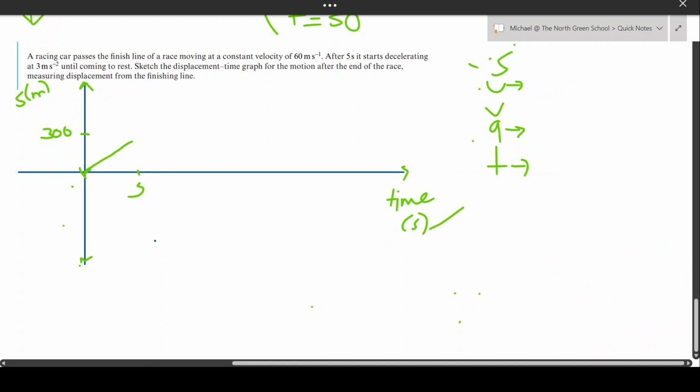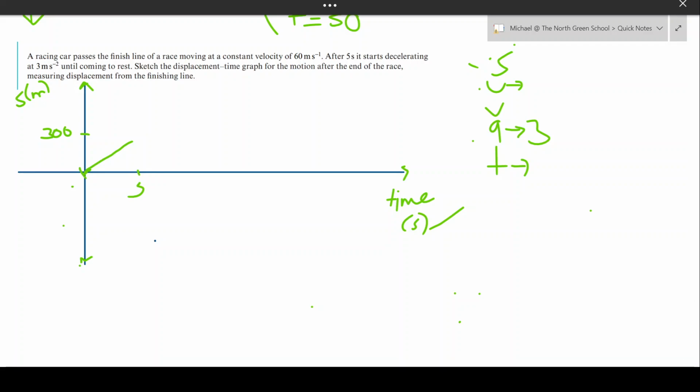So let's see what we can do for that. Right, we have the acceleration as 3 now. What else do we have? It starts decelerating at 3 meters per second squared until it comes to rest. Coming to rest means that the final velocity should be 0 because you're not moving then. And then what will be the initial velocity? We're looking at time 5. The initial velocity there is actually just going to be 60, because for the first 5 seconds it's moving at 60 and then it starts decelerating. At the moment when it starts decelerating, it was still moving at 60 and then it starts slowing down from there.